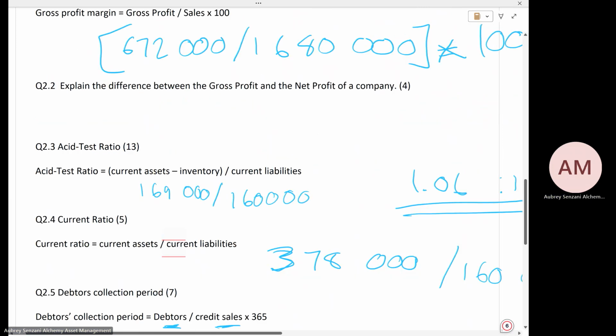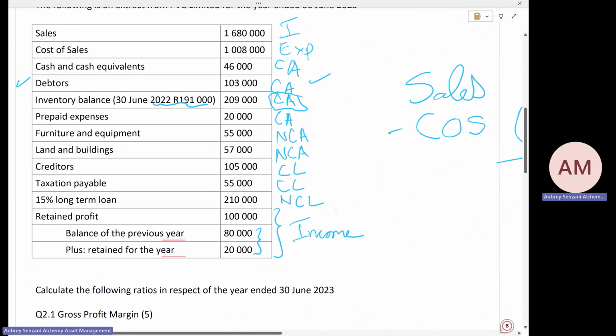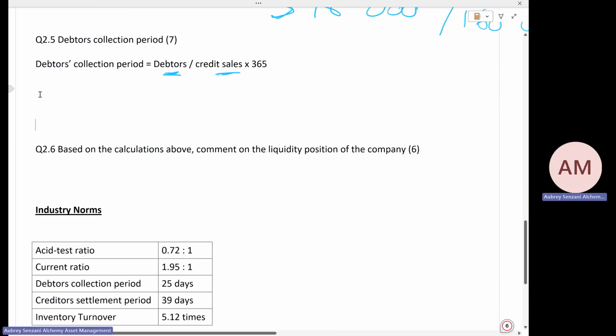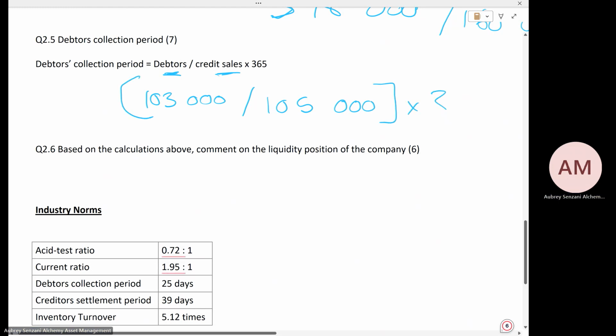So then we say, checking, what else do we have? Yes. So then we say, okay, what was our debtors? This was extracting straight from the table. It wasn't anything fancy. What was our debtors? 103,000. And then our creditors, how much? 105,000. Okay, times 365, isn't it? And this is obviously days in the year.